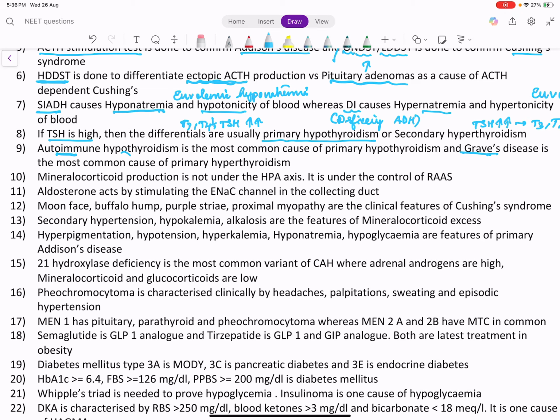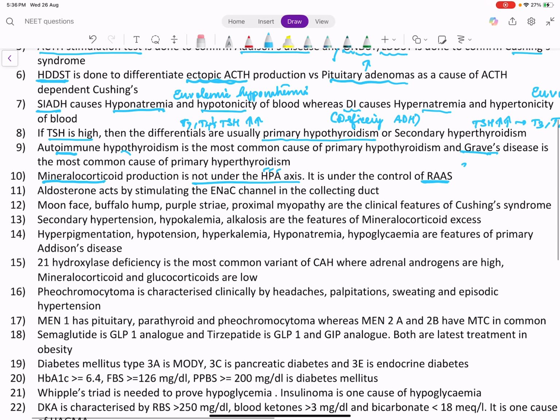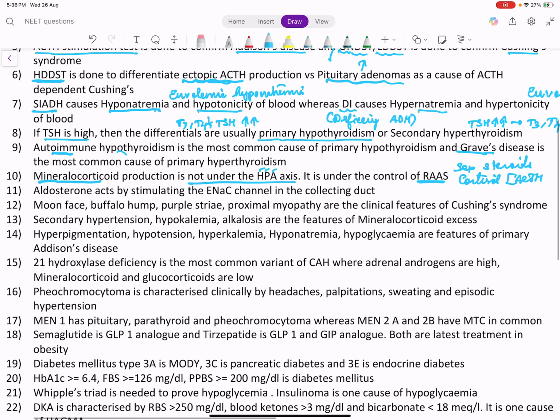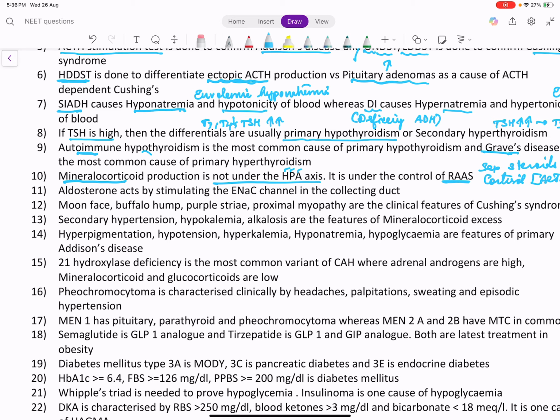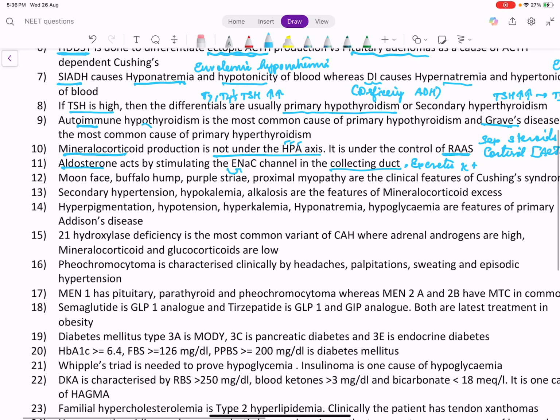Now coming to feedback of the cortisol, mineralocorticoid production is not under the control of the hypothalamo-pituitary-adrenal axis. It is under the control of renin-angiotensin-aldosterone, whereas the adrenal sex steroids and the adrenal glucocorticoid, that is cortisol, are under the control of the HPA axis, that is by the ACTH. Mineralocorticoid is under the control of the RAS system. Aldosterone is a mineralocorticoid. It acts by stimulating the epithelial sodium channel in the collecting duct. Also, it excretes potassium. So the function of aldosterone is to retain sodium and to excrete potassium.